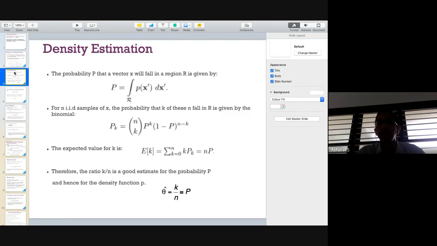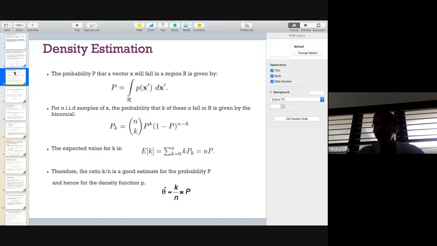The probability P that a vector X will fall into region R can be represented as the integral over the region R of p(x') dx'. Basically, p(x') is your understanding about the density, and over the region you aggregate. That's what it is. And if I've got n IID samples, in our case, we are asked to estimate the density from the given independent, identically distributed data points, with samples X. How do you estimate the density?